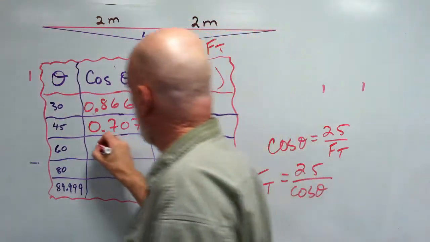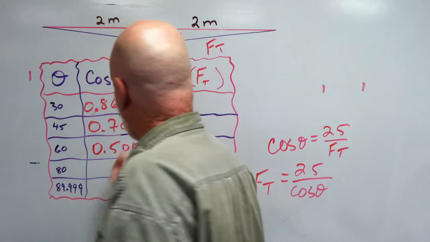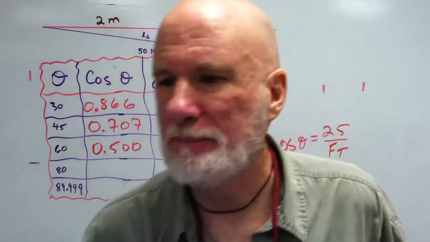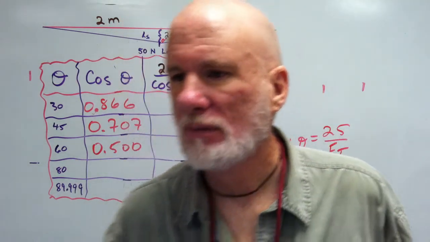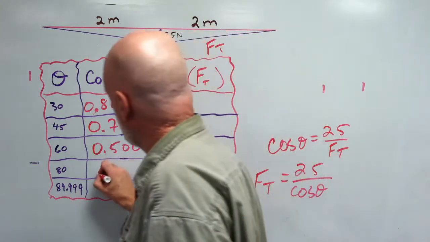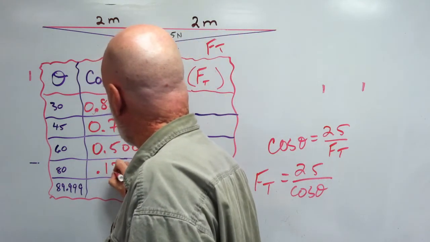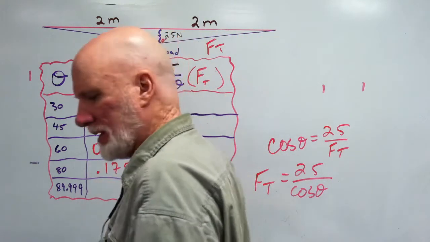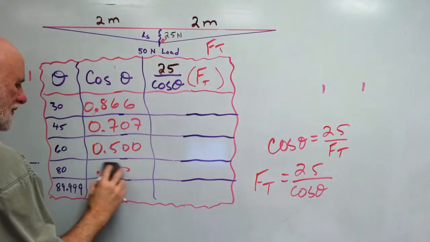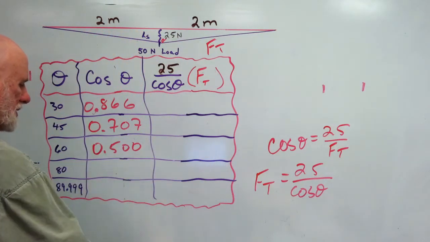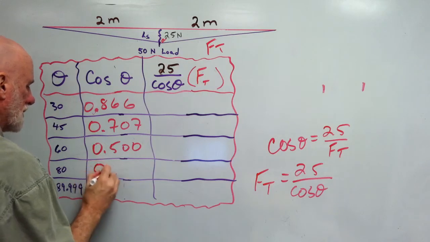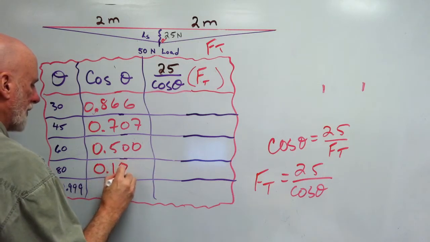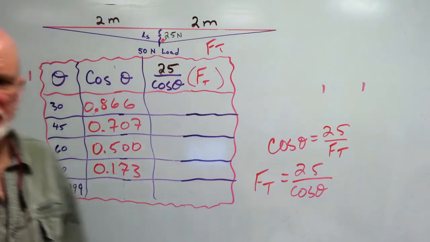Then what is cosine of 60? That's 0.5. And then cosine of 80 is what? 0.173. Yes. Okay, and then now this is a tough one.